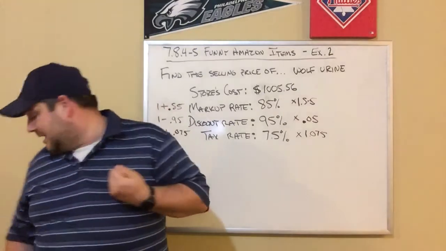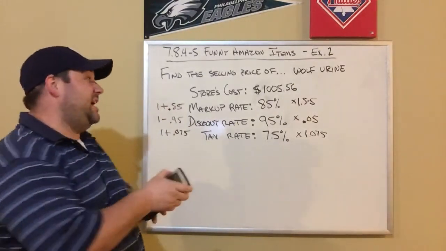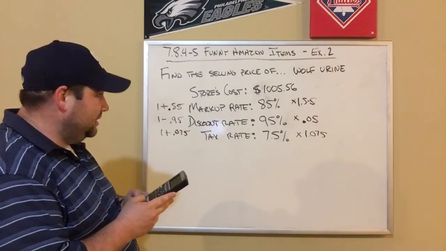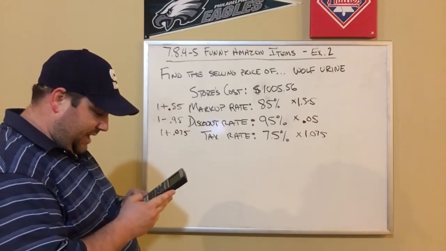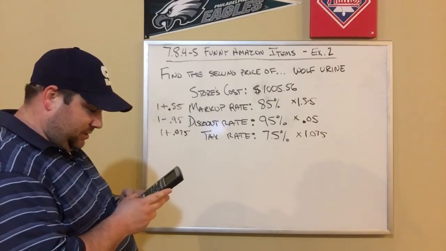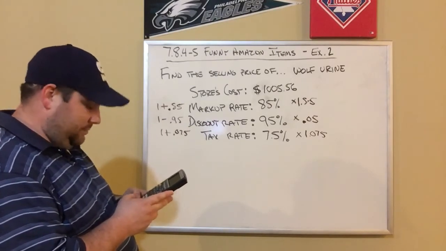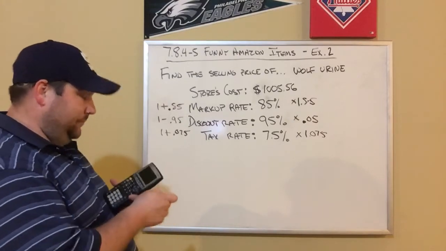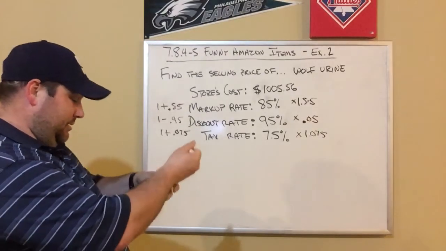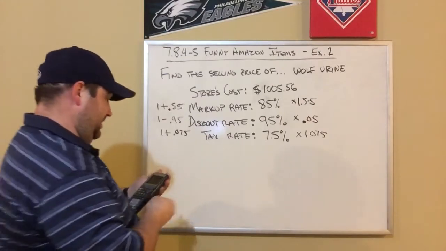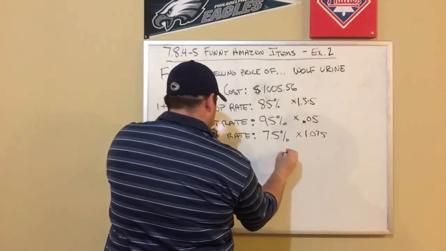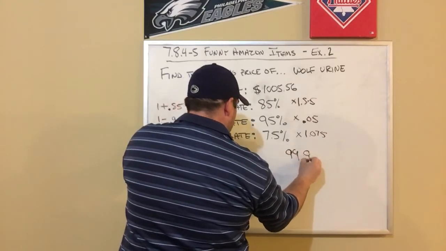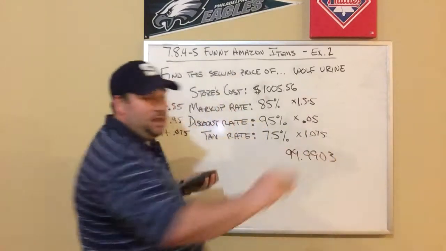Now it's just using your calculator, and again, you can do this all in one step, so I can take $1,005.56 times 1.85 times 0.05 times 1.075. I do all of that, and I end up with 99.9903, and so on.